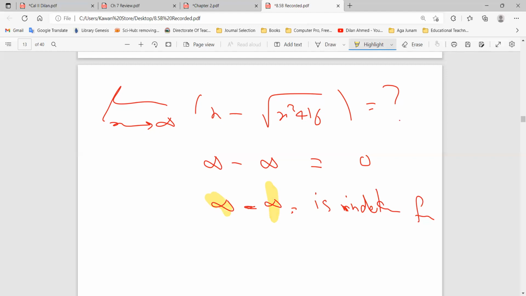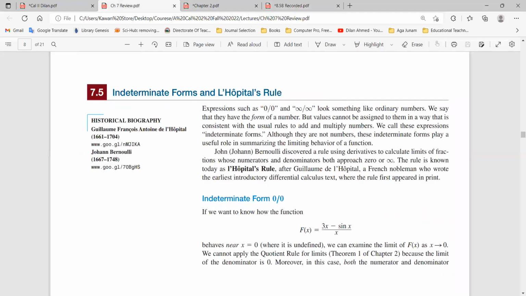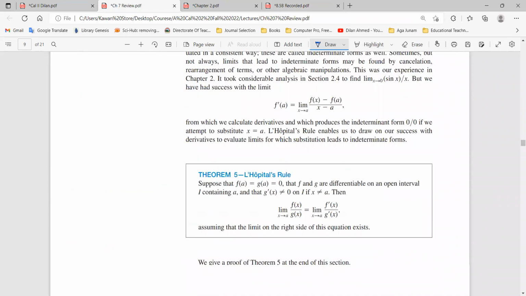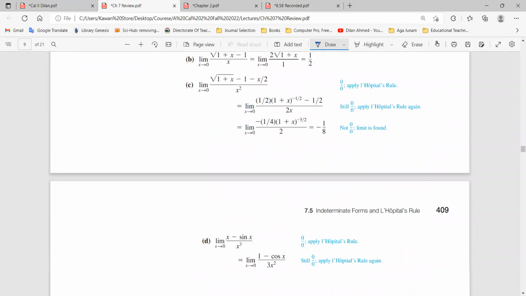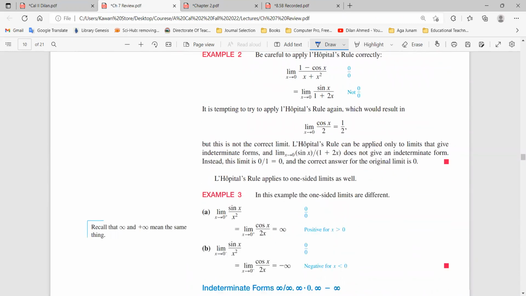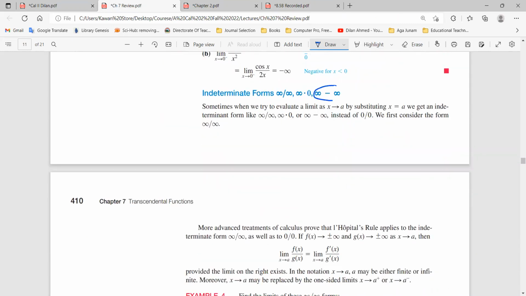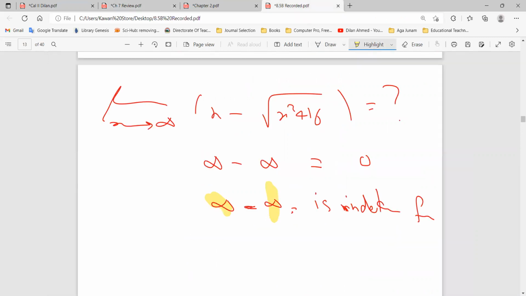So for infinite minus infinite, later in chapter 7, in Calculus 1, again we have some formula of L'Hopital's indeterminate form. You can see indeterminate form. One of the shapes, later I will go back to here, is infinite minus infinite. Just give me a second. Look, in the indeterminate form we have many types, and one of them is like that. So that's why we are going to multiply by the conjugate.